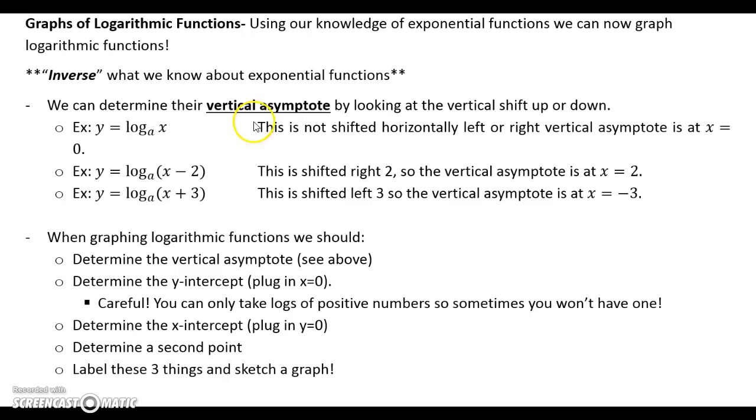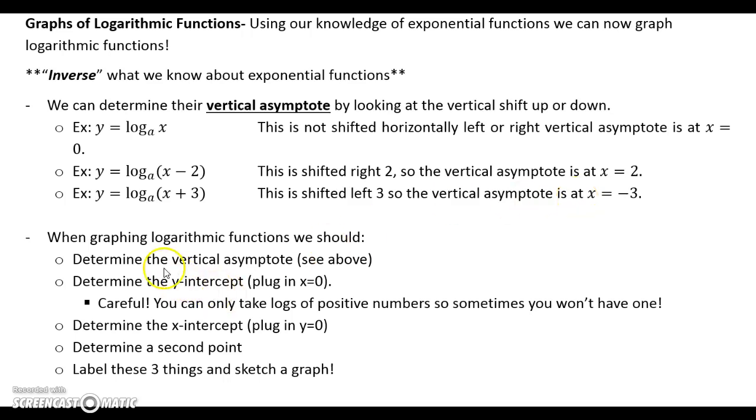So we're looking at what happens to the x. When I see x minus 2, it's tricky, that's moving it to the right. So the asymptote's at x equals 2. When I see x plus 3, it's actually being shifted to the left 3. So think about what we did with completing the square. So now the asymptote's at x equals negative 3.